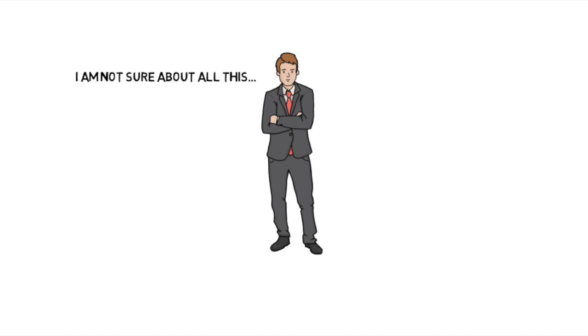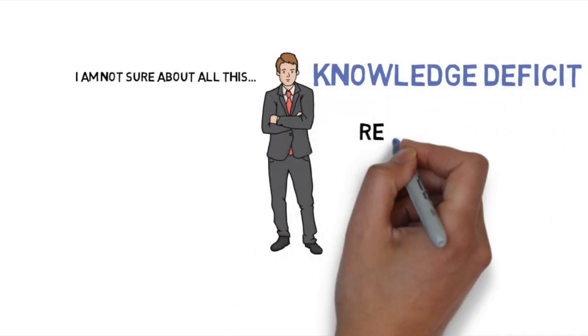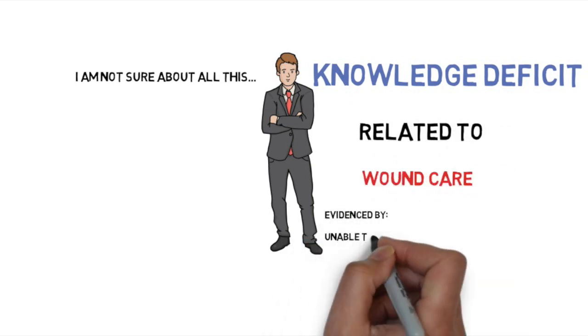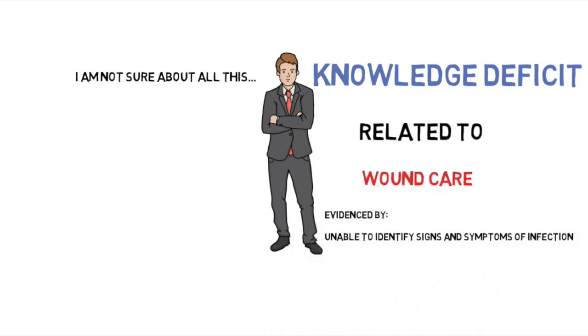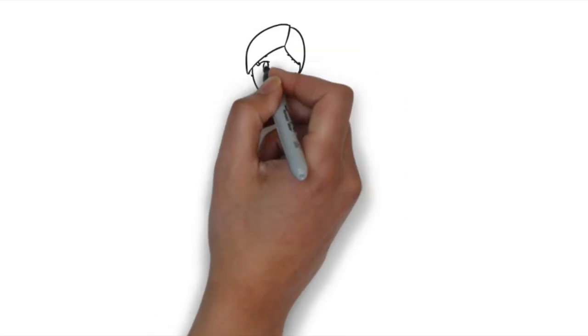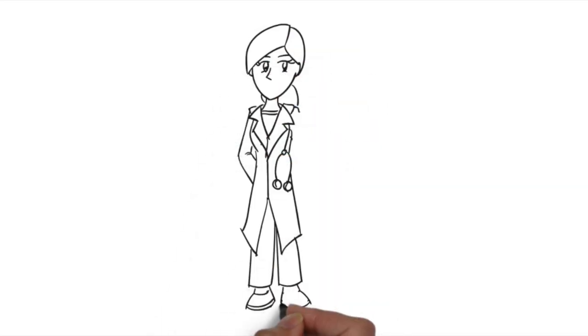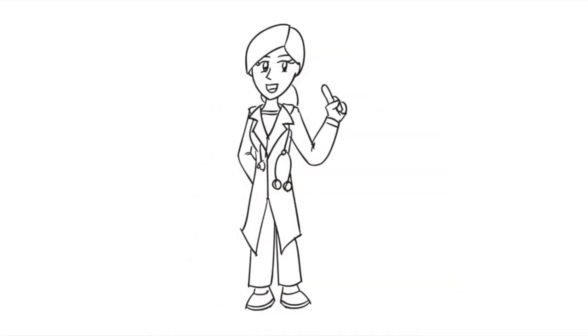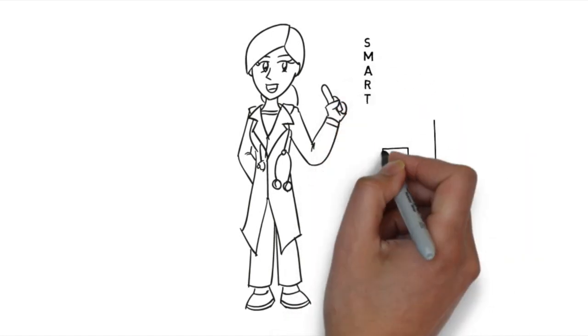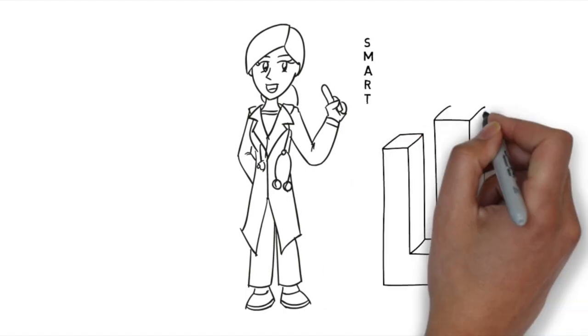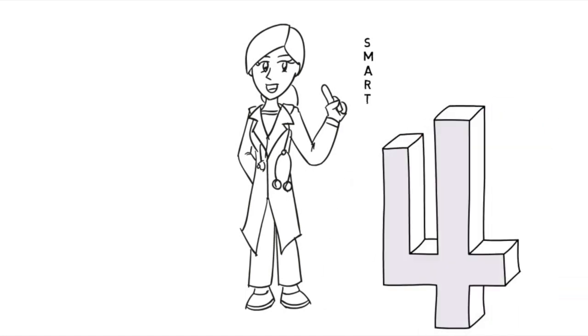We develop a nursing diagnosis of knowledge deficit related to wound care, as evidenced by a patient unable to identify signs and symptoms of infection in his surgical site. We now develop a plan using nursing outcomes / SMART goals. We set our SMART goals. We decide that by the end of the shift, Tom will be able to state 4 signs and symptoms of an infected surgical site. This goal is SMART.